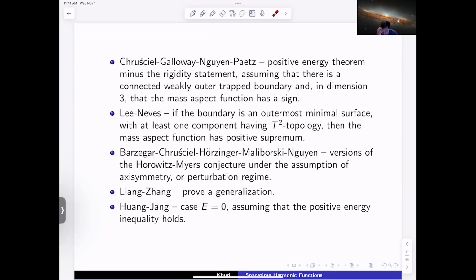So there are other results in this realm. Just to mention, Cruz, Galloway, Gwynne, and Petz proved that if the mass aspect function has a sign, then you get the correct positive mass theorem in dimension 3. Lee and Neves studied this and showed that the mass aspect function has a positive supremum. All of these are the case when k is equal to g. And then there are some perturbation results, assuming axisymmetry, say, and also Huang and Zhang treated the rigidity case when E is 0, where you get a splitting.